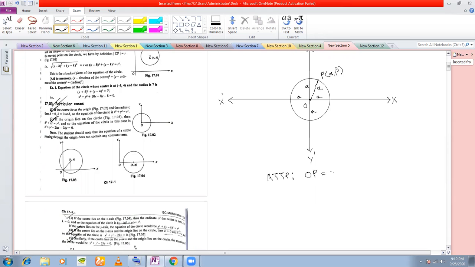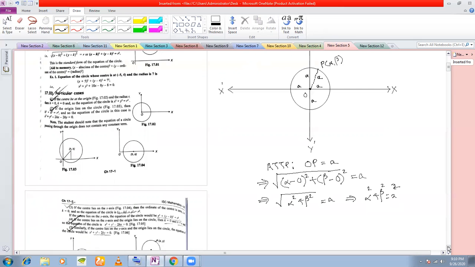OP is a units. And from the distance formula, what is the distance between (alpha, beta) and the origin? Root under (alpha minus 0) whole square plus (beta minus 0) whole square equals a. That means root over alpha square plus beta square is equal to a. Squaring both sides, you get alpha square plus beta square equals a square.